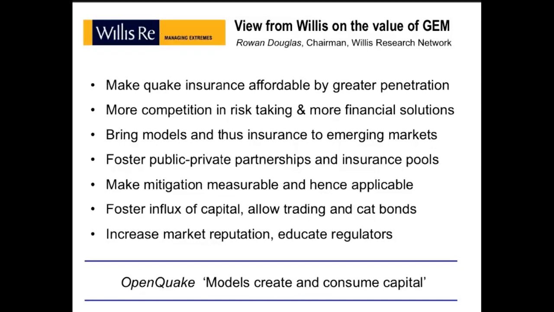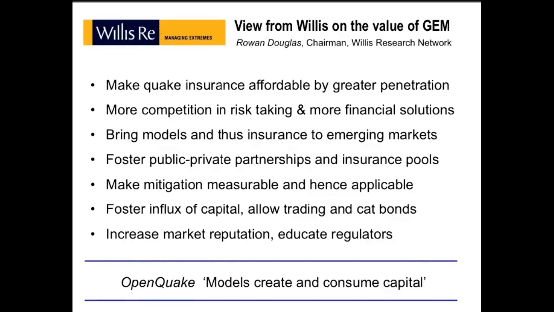Perhaps the most provocative statement is the one at the bottom, that models create and consume capital, and the OpenQuake model can play that role as well. And you can see many other ways in which GEM can be a rising tide that lifts all boats. Basically, if people do not believe they're at risk, they're not going to protect themselves. They're not going to build better. They're not going to insure. So this ability of a group that's independent of insurance companies and governments to provide this information makes the risk credible. And in that sense, we're in this together.